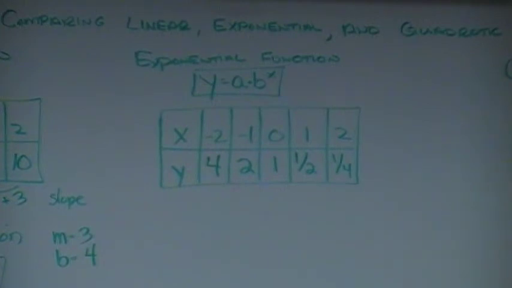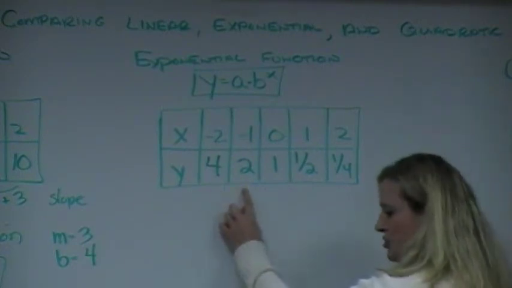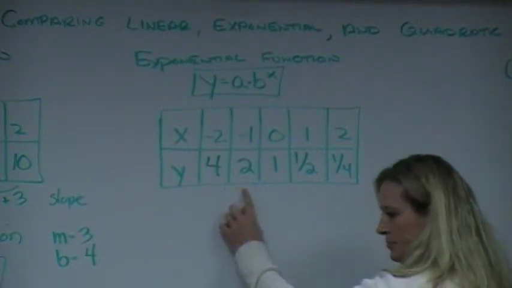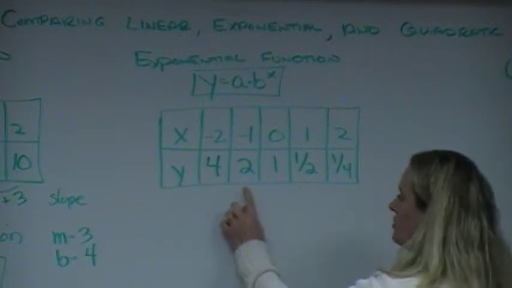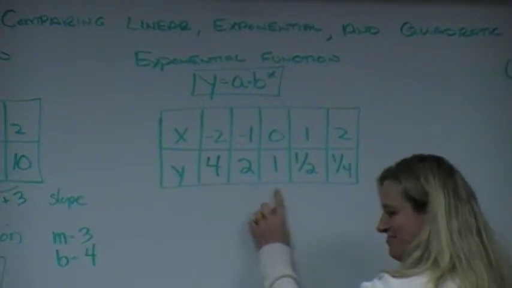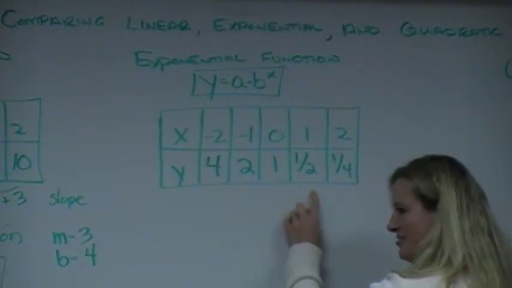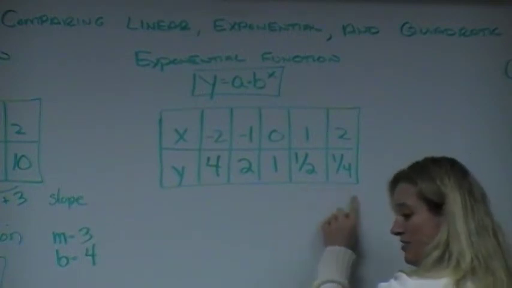So once I knew it's not a linear function, let's see if it's an exponential. Let's see if I'm multiplying by a constant number. What do you have to multiply 4 by to get 2? 1 half. What do you multiply 2 by to get 1? 1 half. What do you multiply 1 by to get 1 half? 1 half. Multiply 1 half by 1 half to get 1/4?